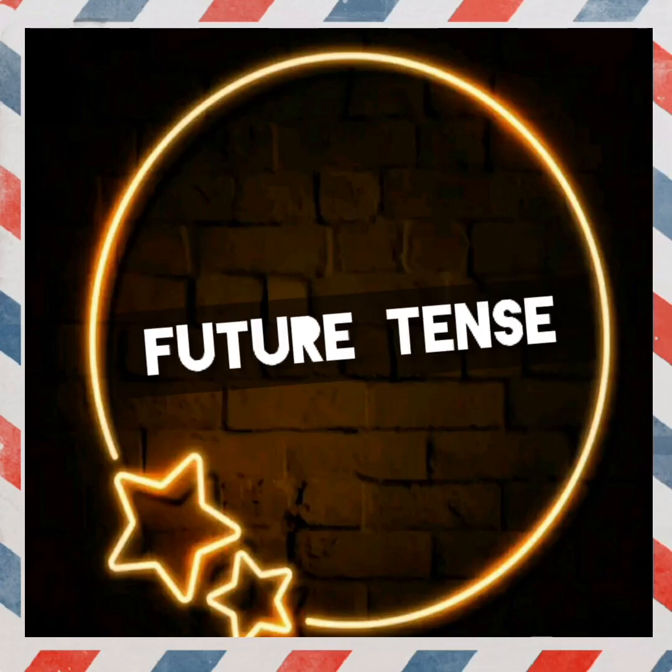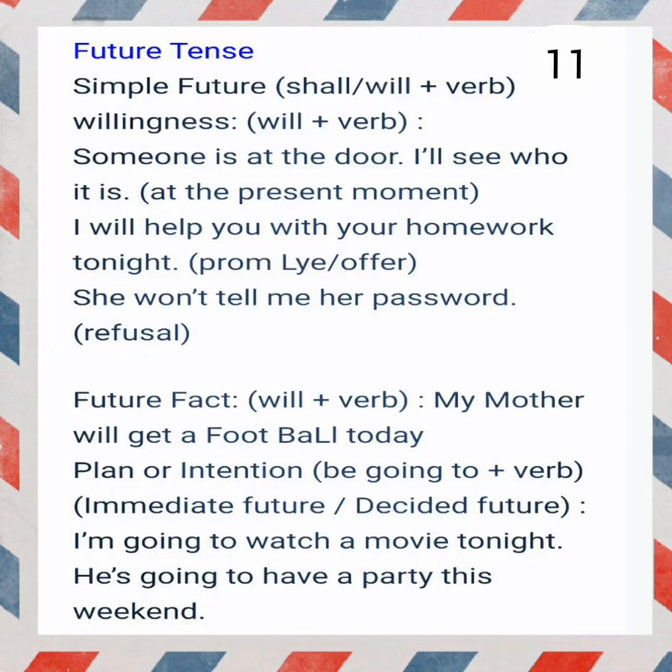Now let's see about future tense. The format of future tense is shall or will plus verb. This future tense expresses willingness, will plus verb. Someone is at the door. I will say who it is. That is at the present moment. I will help you with your homework tonight. That is offer. She won't tell me her password.